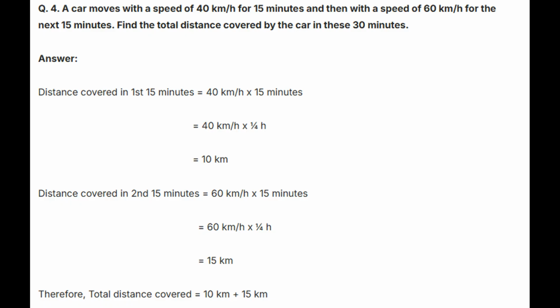Distance covered in first 15 minutes is equal to 40 kilometers per hour into 15 minutes, which is equal to 40 kilometers per hour into 1 by 4 hour, which is equal to 10 kilometer. Distance covered in second 15 minutes is equal to 60 kilometer per hour into 15 minutes, which is equal to 60 kilometer per hour into 1 by 4 hour, which is equal to 15 kilometer. Therefore, total distance covered is equal to 10 kilometer plus 15 kilometer, which is equal to 25 kilometer.